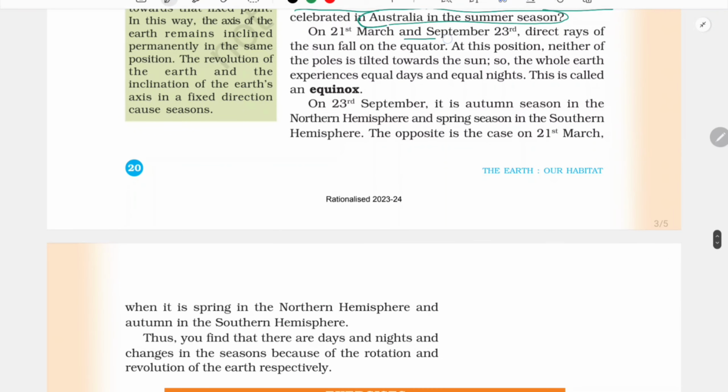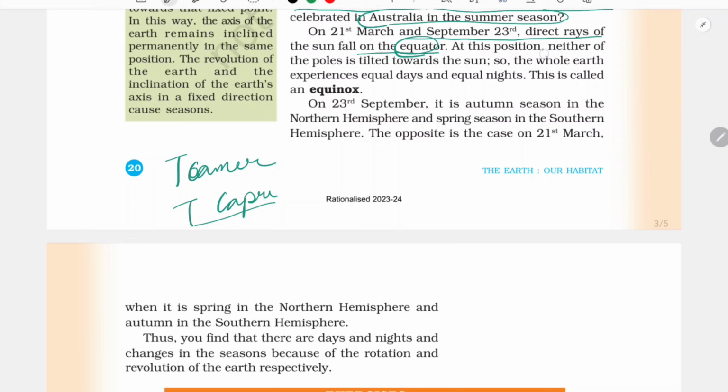On 21st March and 23rd September, direct rays of the sun fall on the equator. Before this, on the summer solstice, the sun rays fall directly on the Tropic of Cancer, isn't it? And in winter, where? Tropic of Capricorn, isn't it? So here in this spring season, it is in the equator.